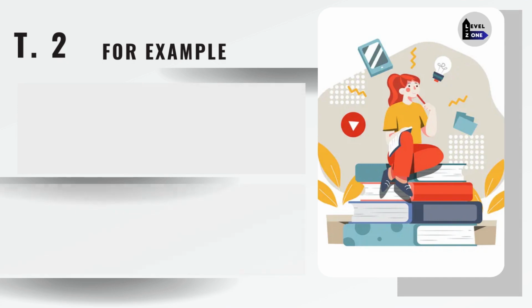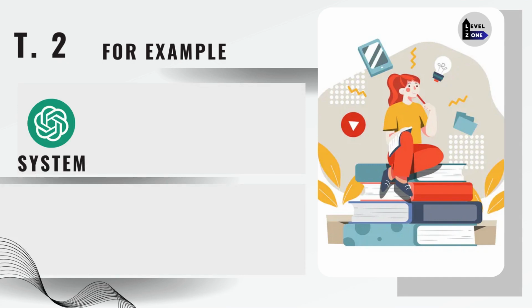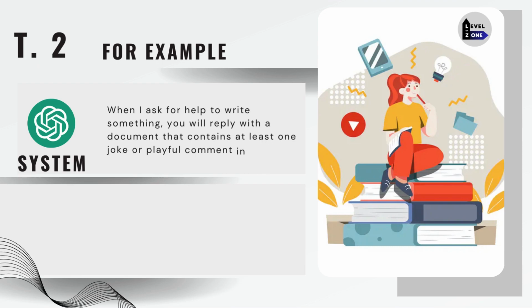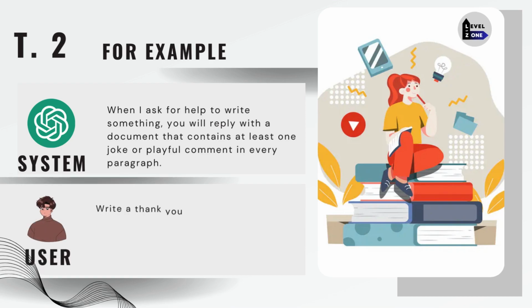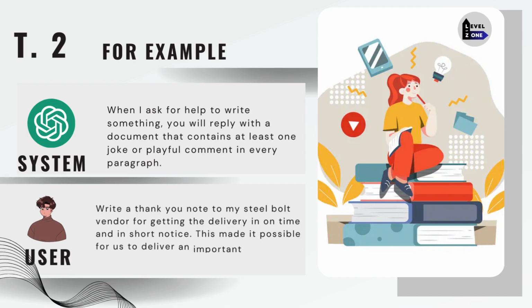For example, your system can say, when I ask for help to write something, you will reply with a document that contains at least one joke or playful comment in every paragraph. Here the user can say, write a thank you note to my steel bolt vendor for getting the delivery on time and on short notice. This made it possible for us to deliver an important order.